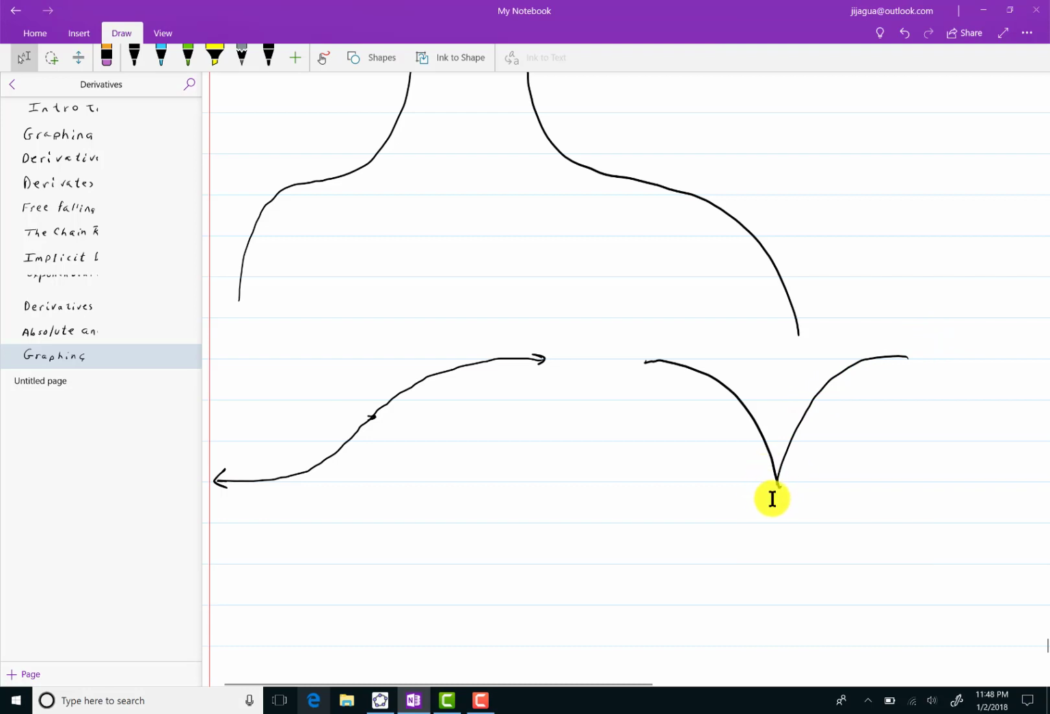You would not count this as an inflection point here. Not an inflection point. The reason why is the concavity doesn't change before and after that point. The concavity goes from negative to negative. So, although this point would be a point of interest, it wouldn't do anything for us.